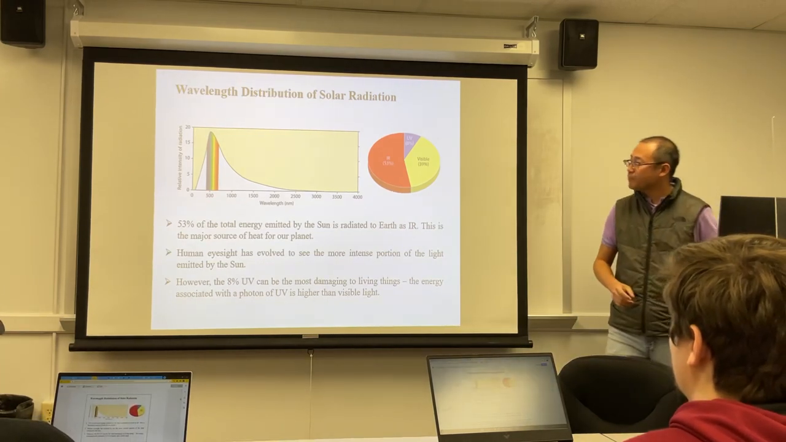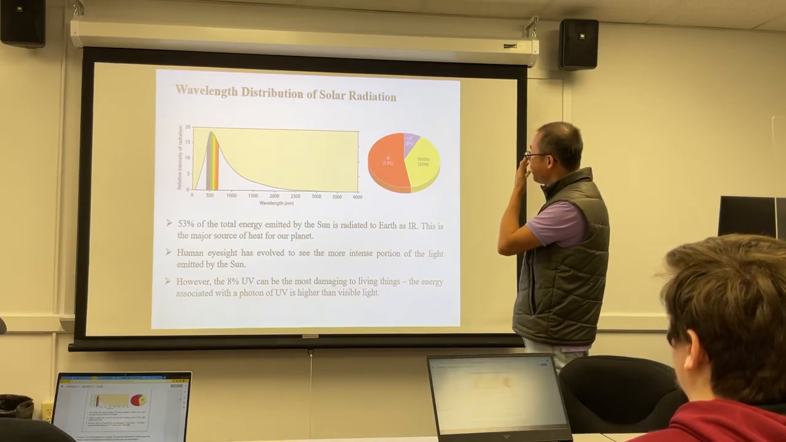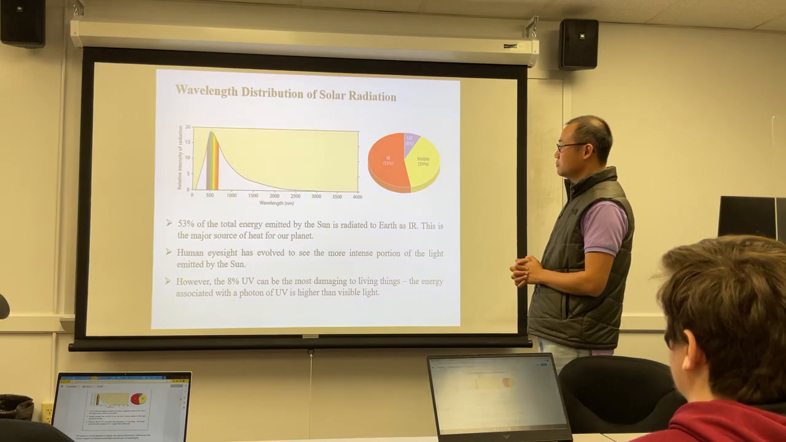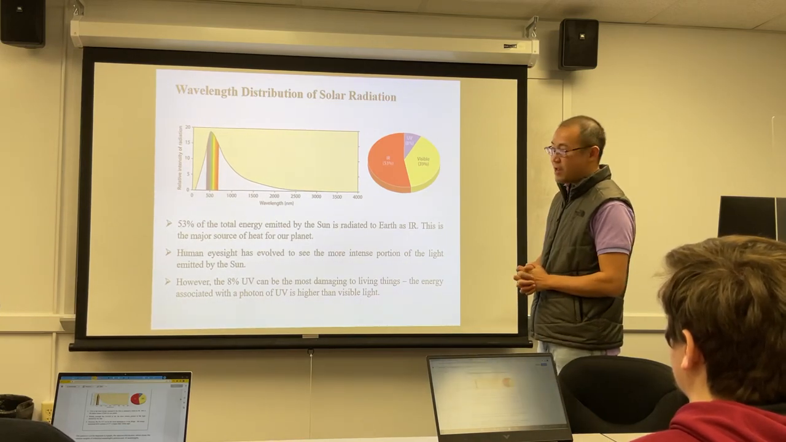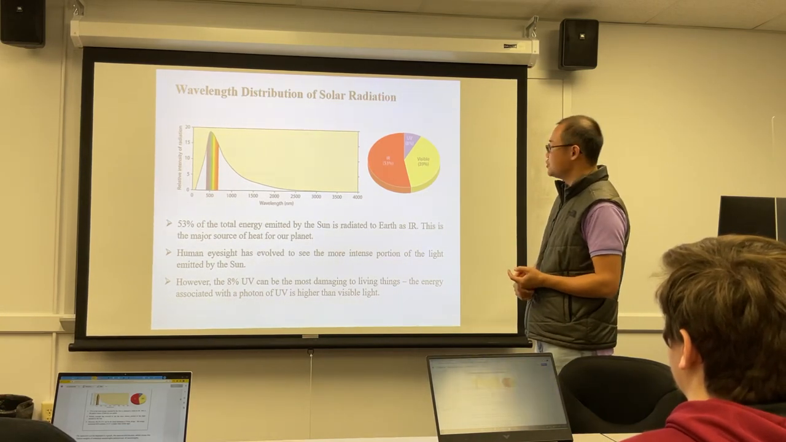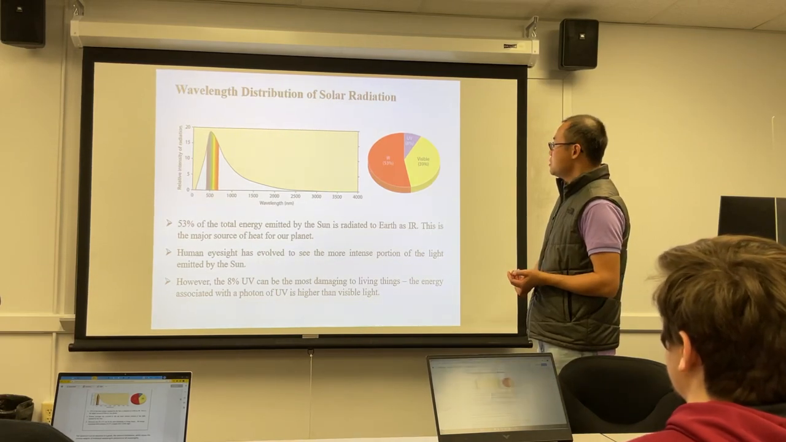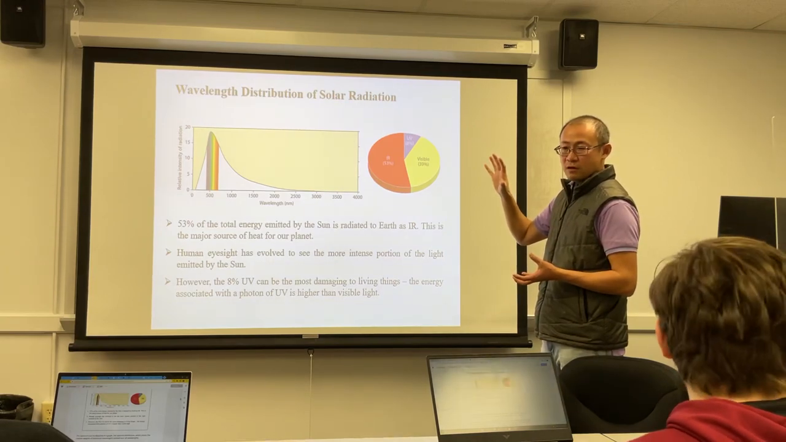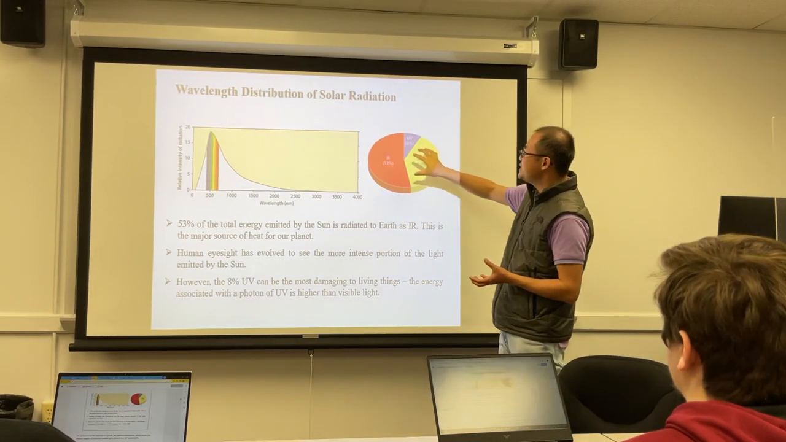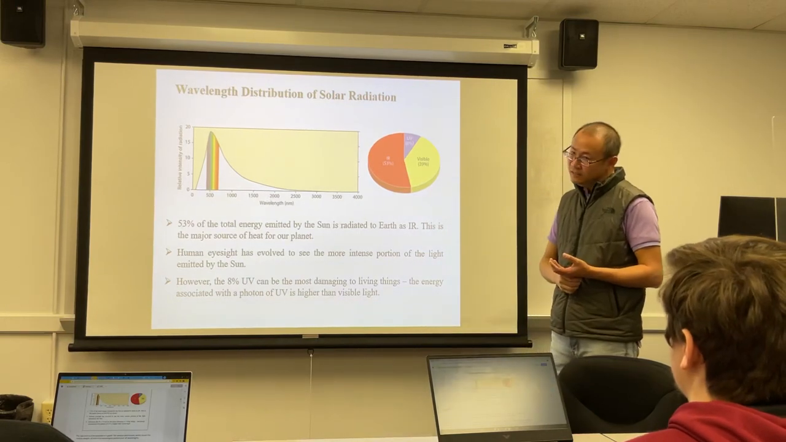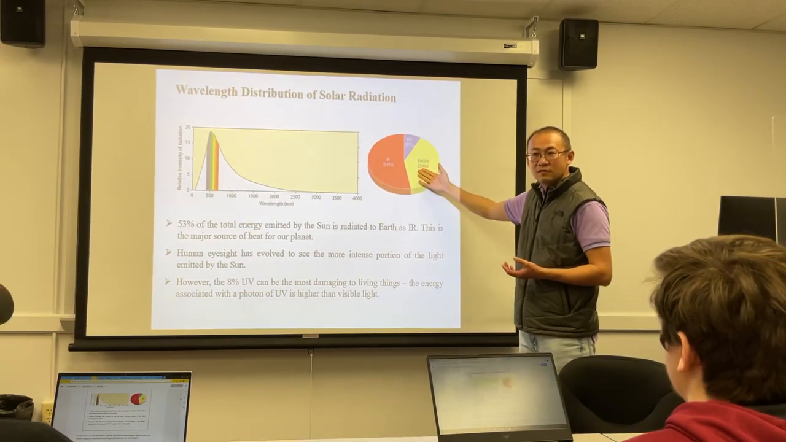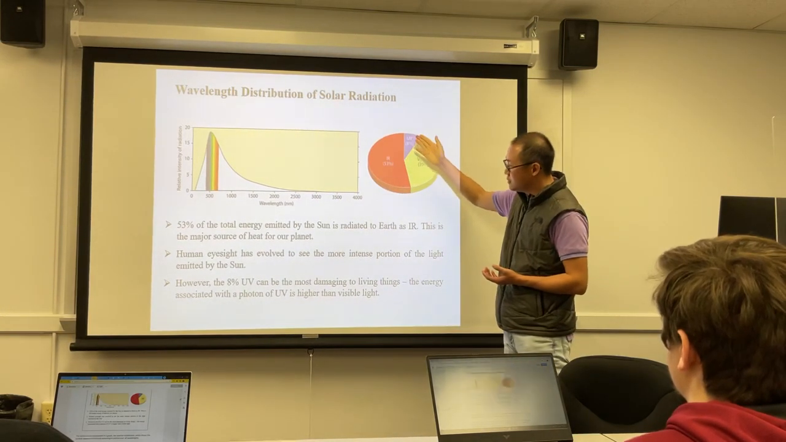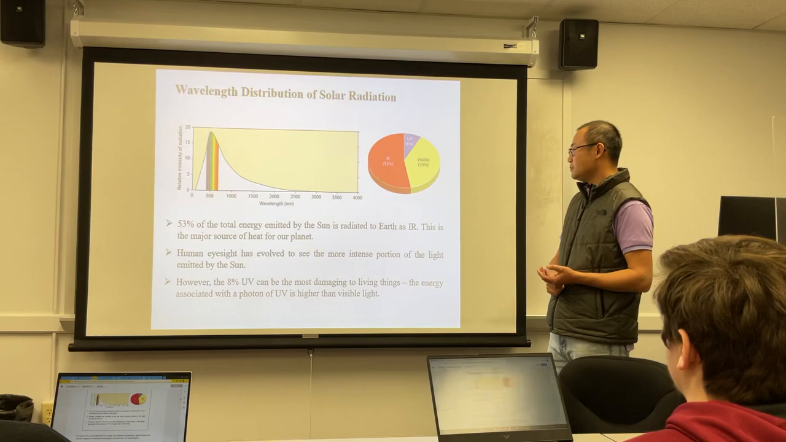This pie chart shows you the radiations from the sun and the percentage of these radiations. As you can see here, the radiations are mainly these three types, right? They are visible light, IR, and UV.